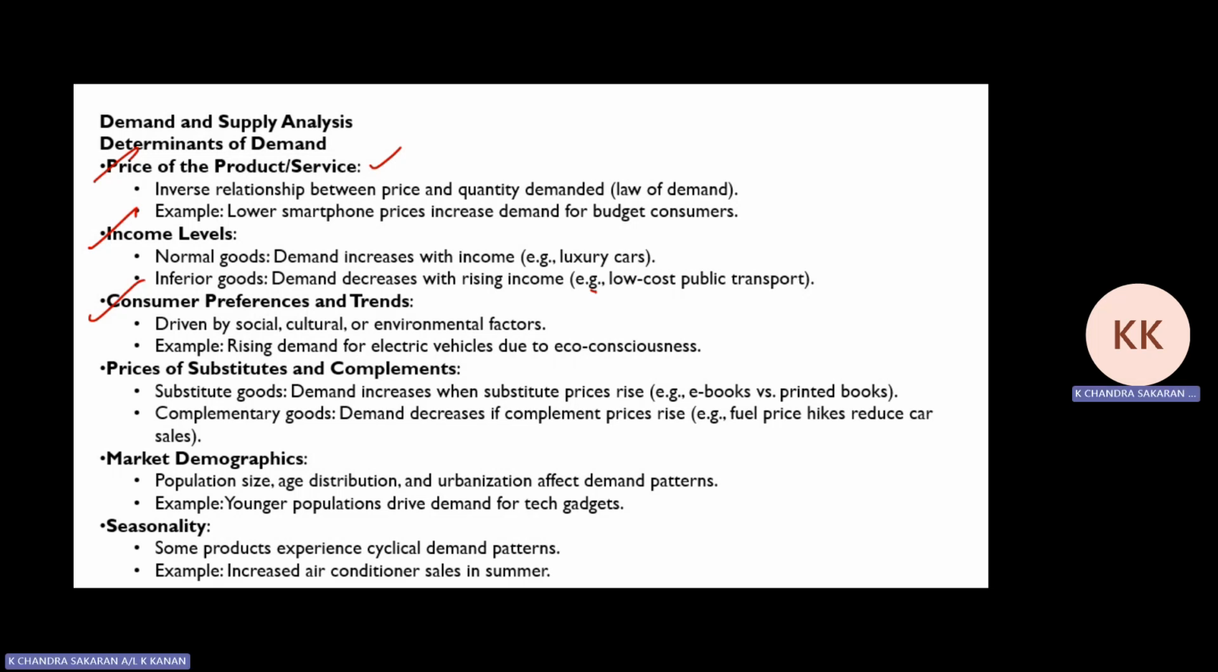Price, substitutes, and complements. So what is this? Now, for example, you talk about books. You have e-books and printed books. What you find is a lot of books now are e-books, not printed books anymore, correct? Why? Cheaper. Why? Better. Why? Cleaner. Save the environment. Many reasons for this.